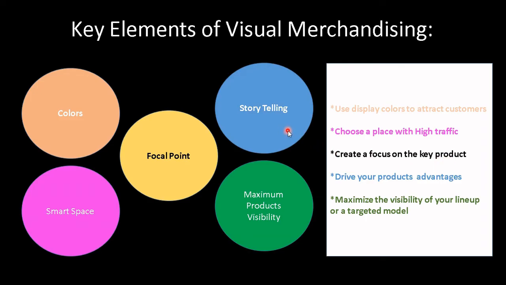Number 4 is the storytelling. Our merchandising should be more focused on telling a story about our product and why consumers should really buy it. Number 5 is maximizing the product visibility, and for that we have to use a lineup and a targeted model in that specific area. The right product in the right place.